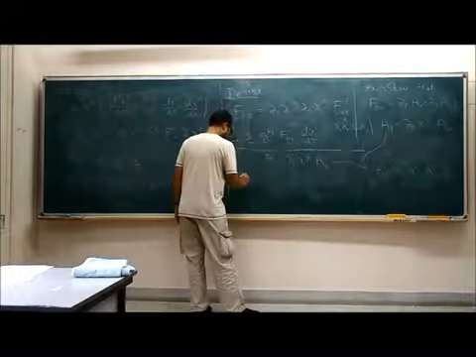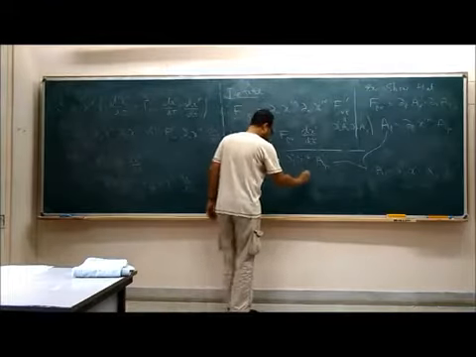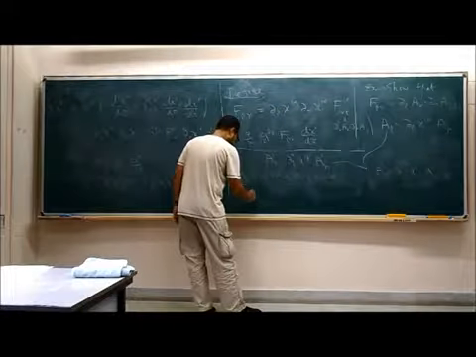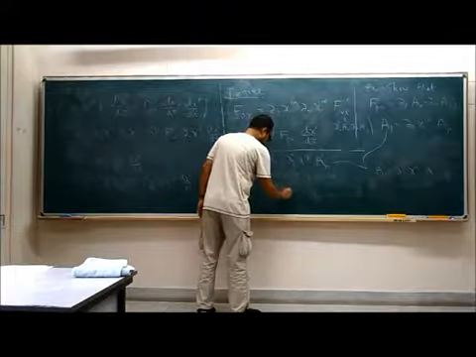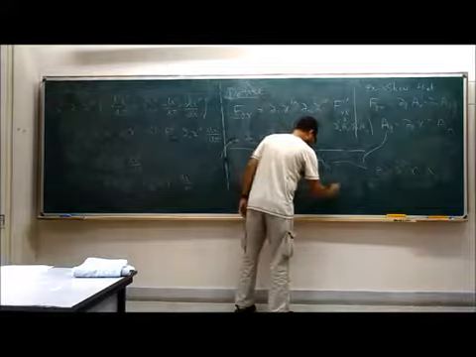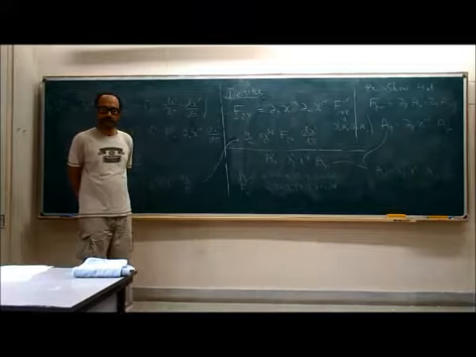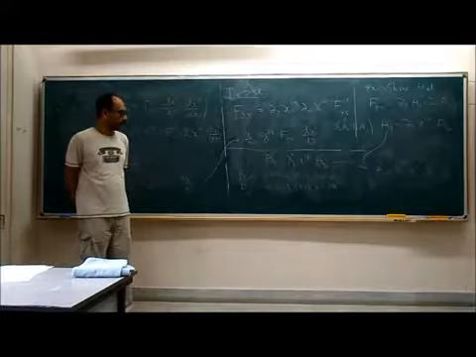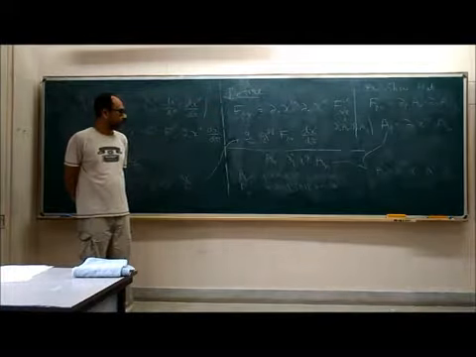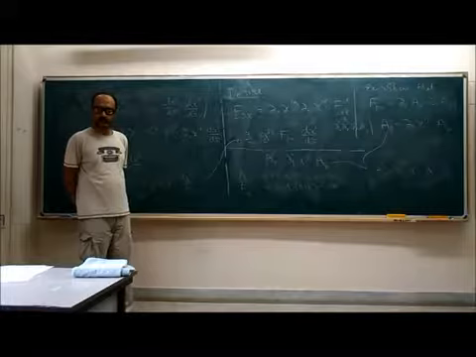So A beta is a rank 0, 1 tensor, and you can easily check that F alpha beta is a rank 0, 2 tensor. Is this okay?